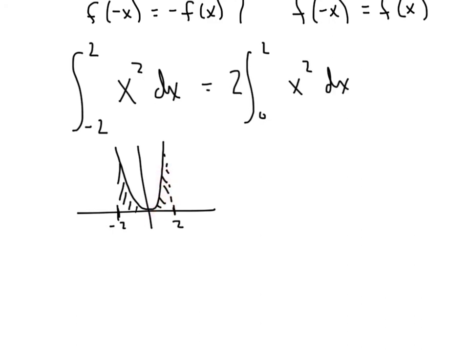Why is that an advantage? Well, when you get to the number crunching, after you've found the antiderivative of x squared and you're plugging in the bounds, it's much easier to substitute a 0 into a function than it is a -2. So there's the advantage, and that's where you pick up some time.